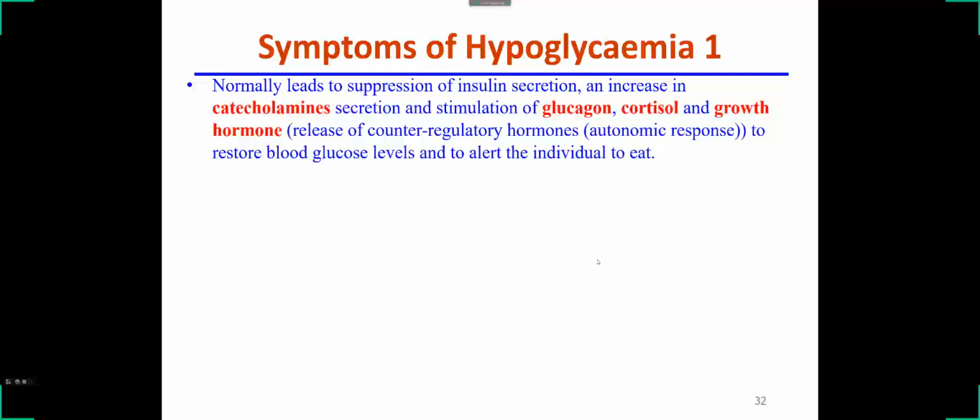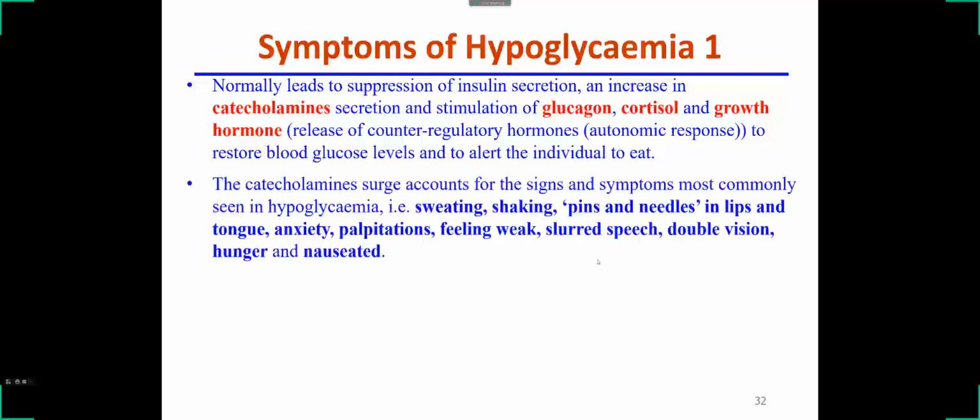Normally it leads to the suppression of insulin secretion and an increase in catecholamine secretion, which obviously is where the heart side of things comes from. And it causes stimulation of glucagon, cortisol, and growth hormone, all of those counter-regulatory hormones that we talked about that counter the insulin levels. And these are all autonomic, so it happens right away. And the idea is to restore blood glucose levels and to alert the individual that it's time to eat something. Say, hey, get some sugar in me, get some glucose in me, right?